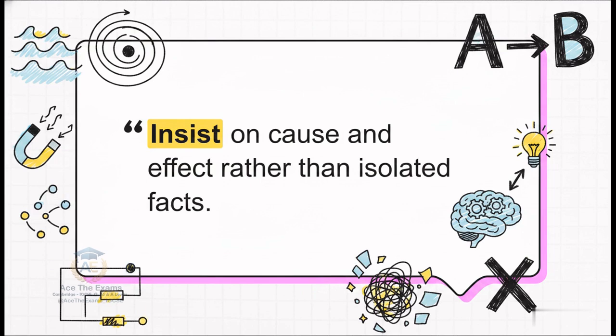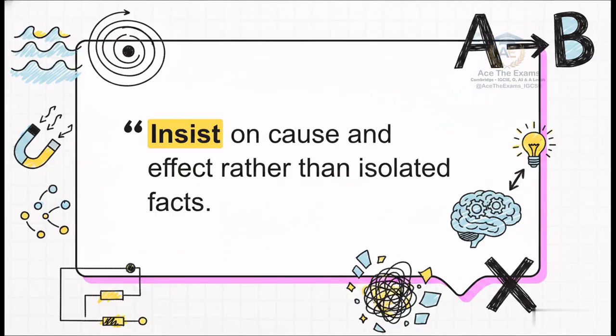The overarching philosophy here, our golden rule, is this. Insist on cause and effect rather than isolated facts. Whether you're dealing with waves, fields, or forces, reasoning always trumps memorizing isolated data points. For example, if a wave enters a denser medium, its speed changes, and as a result, its wavelength changes, but its frequency remains constant. Why? Because the source of the vibration hasn't changed. That is the physics cause, bridging the effect.